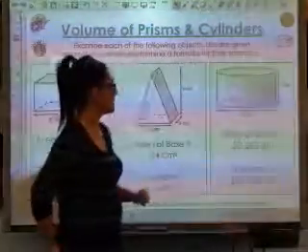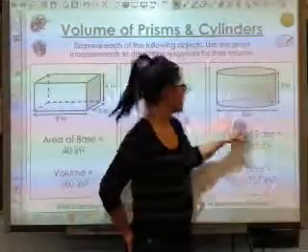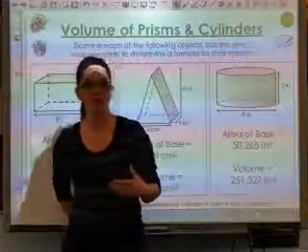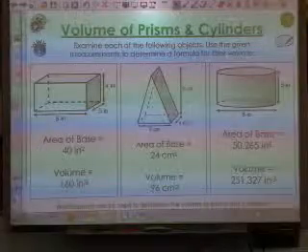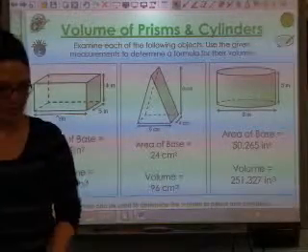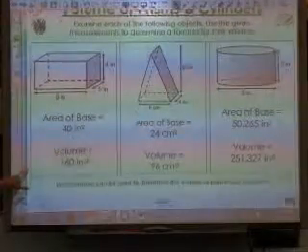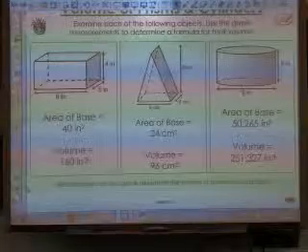And then I have this cylinder. The area of the base is 50.265 square inches. That's that circular pi r squared. So it'd be pi times 4 squared. And the volume is 251.327 cubic inches. What formula could I use to calculate these volumes?